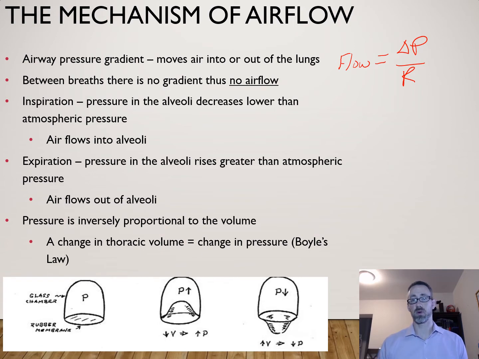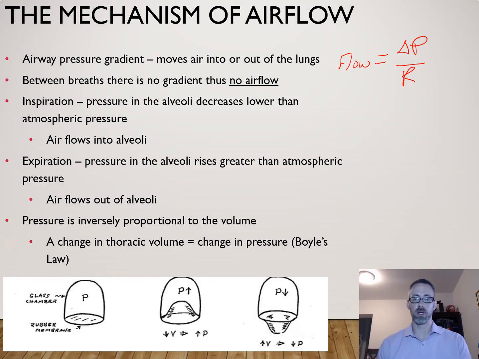In that case, passive recoil can do that, or I could do a forced expiration. So that's going to be air flowing out of the lungs. So it's dependent on this pressure gradient, and basically the muscles in our thorax are going to help us create the gradient so that air moves in and out.